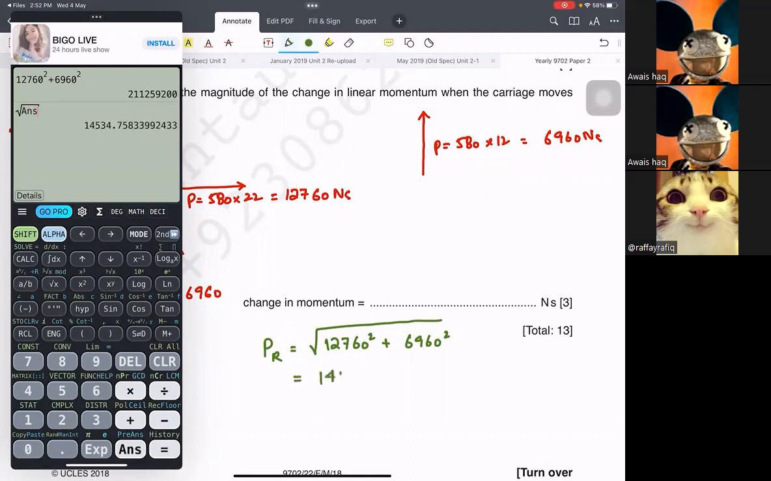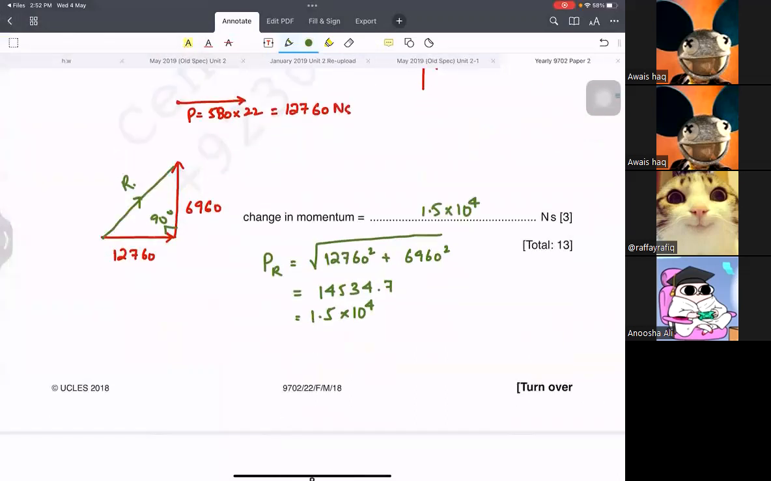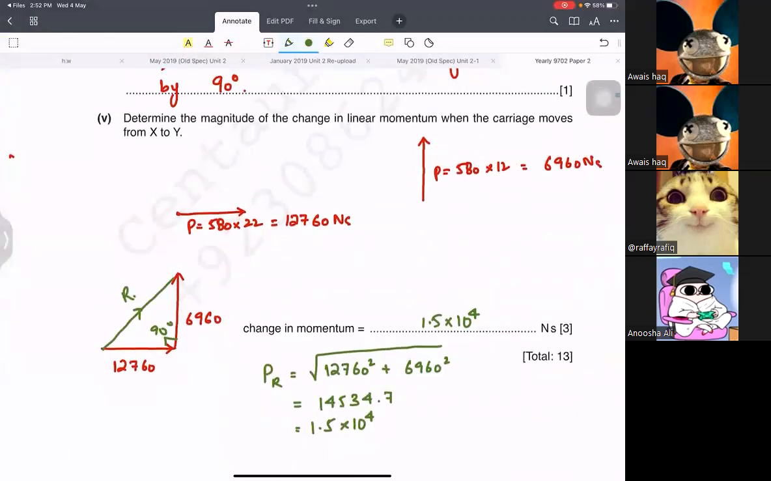And 14534.7. So that should be 1.45347 times 10 raised to the 4. So I think it should be the answer. Please do verify side by side if you have the maximum. So you cannot subtract them? No, because they're not in the same or opposite direction, right? So you have to use vectors. That's the trick of this question.